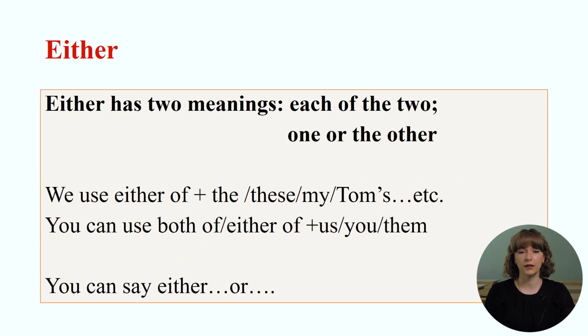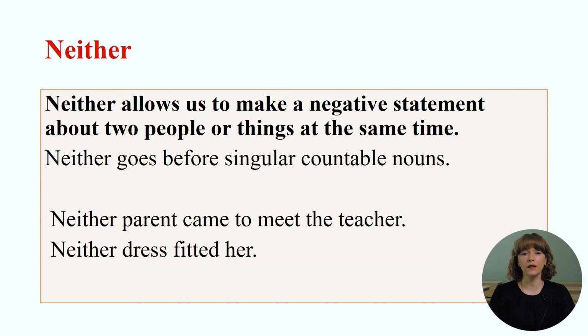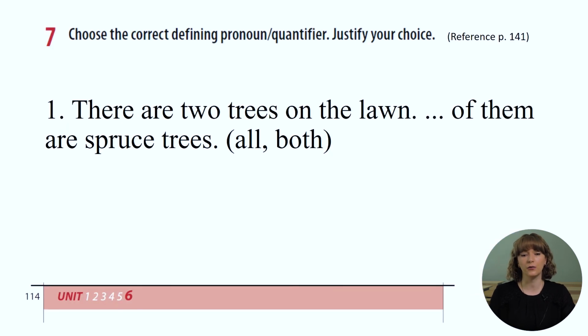Either has two meanings: each of the two, or one or the other. We use any before nouns to refer to indefinite or unknown quantities or an unlimited entity. Neither allows us to make a negative statement about two people or things at the same time. None means not one or not any. Let's try to choose the correct defining pronoun together.